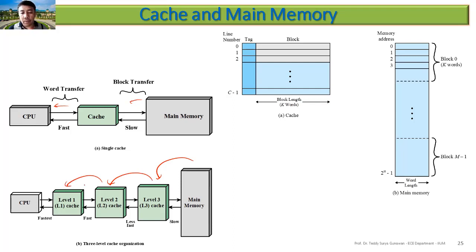So again, the principle of locality: most probably you will need data closer in time and closer in space. You can see here, this is the block, and of course you have the line number here. So you are reading in the block here. This size is the same as this size, so you have one block directly.